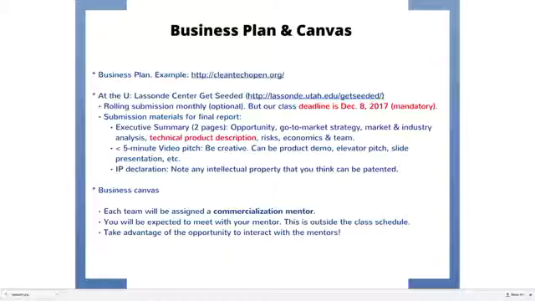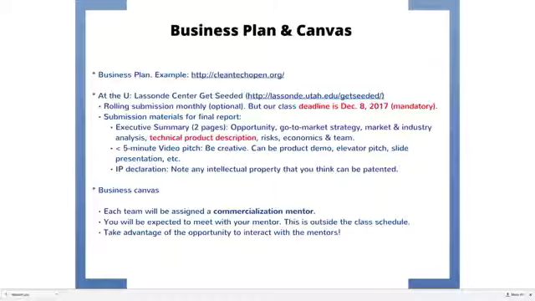Then you also need to produce what I call an elevator pitch, which is less than a 5-minute video. I would say 3 minutes is kind of a good sweet spot. And you can be creative. There are examples of these videos from previous classes that you can look at on my website. I can show you, so you get an idea of what needs to be done. Usually they just upload to YouTube and send me a link.